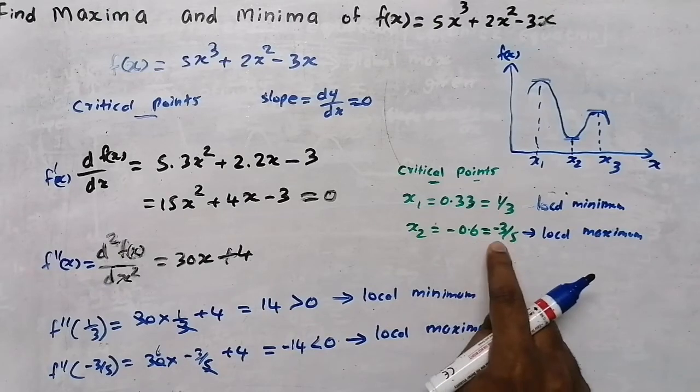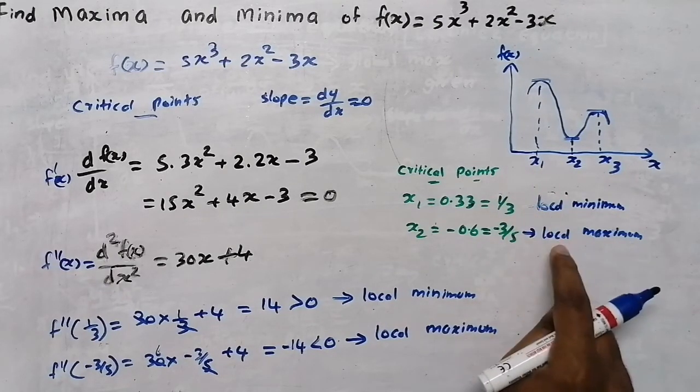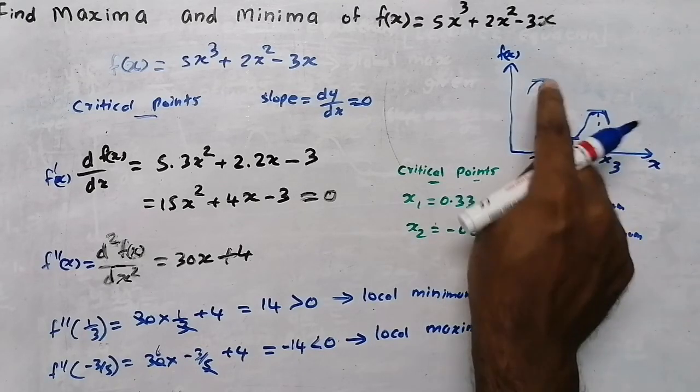So first of all I got critical points. This is x1, x2, all those points I got. Then I need to check whether that is a local maximum or minimum. So I found that at x1 it is local minimum, then at x2 it is local maximum.